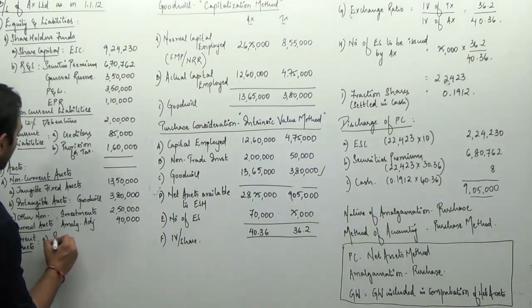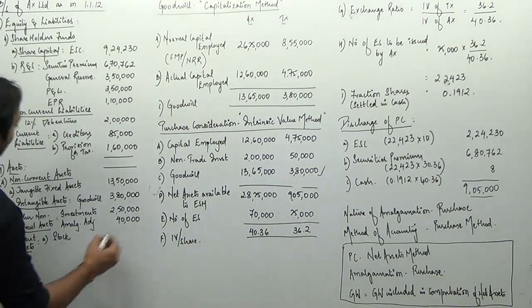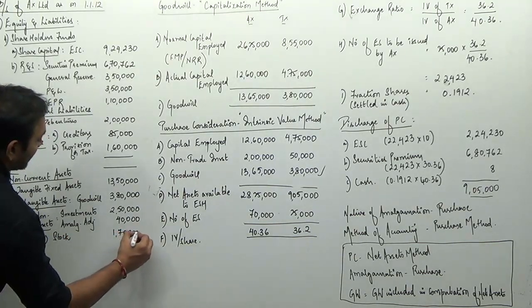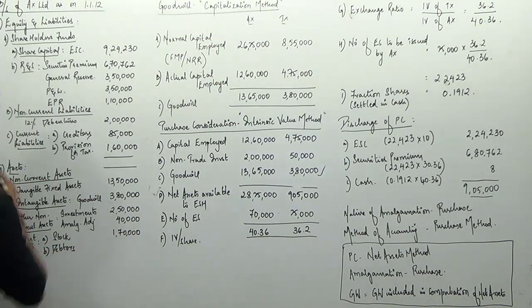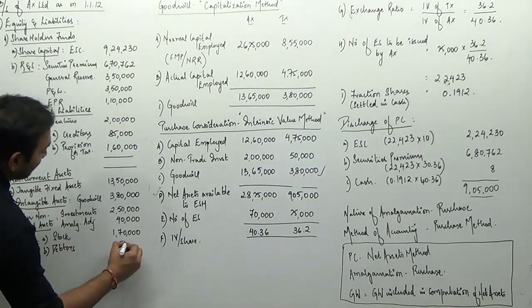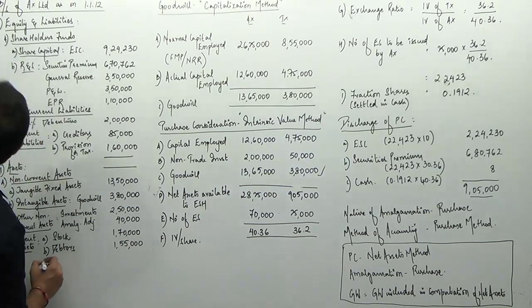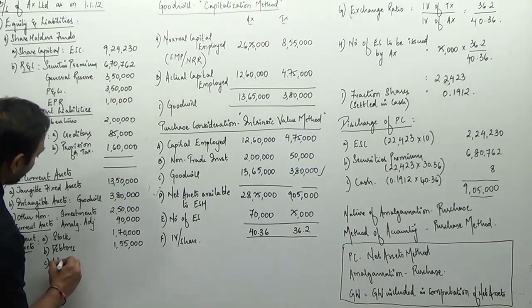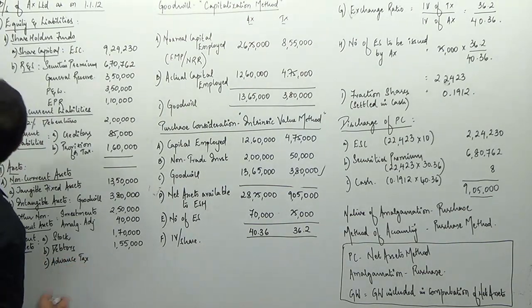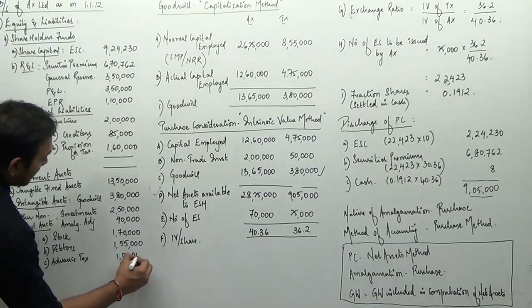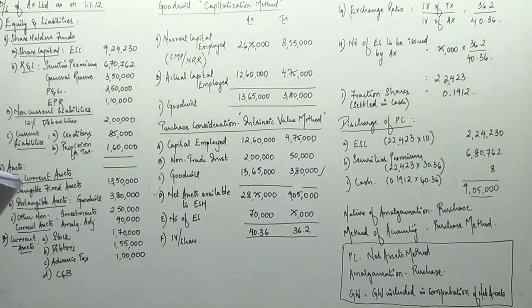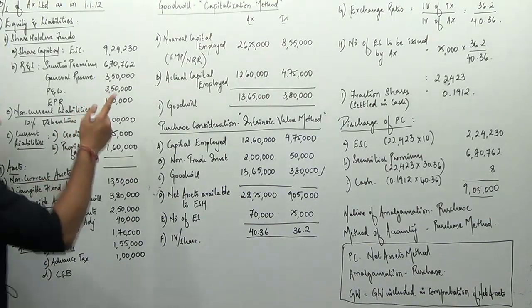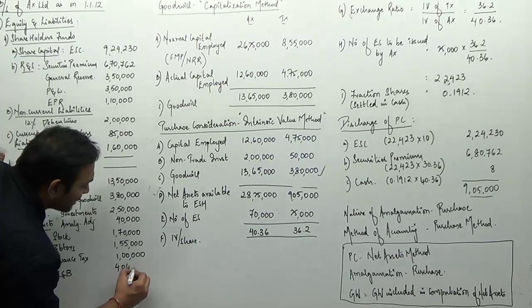First current asset is stock: 1,20,000 plus 50,000, 1,70,000. Second one is debtors: 75,000 plus 80,000, 1,55,000. Third one is advance tax. The sum total of both is 1,00,000. Finally, cash and bank balance. You need to reduce it by the 8 rupees paid in cash. My total should actually be 4,05,000. But instead of writing 4,05,000, I need to reduce that 8 rupees now, so I'll write it as 4,04,992.